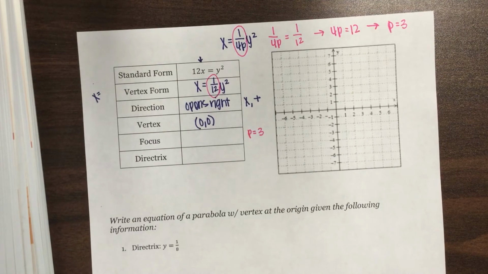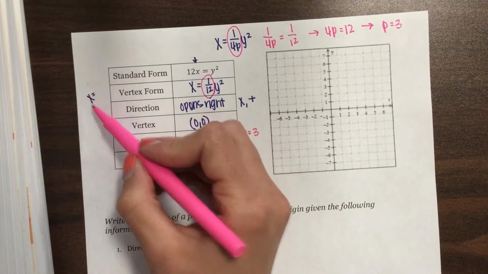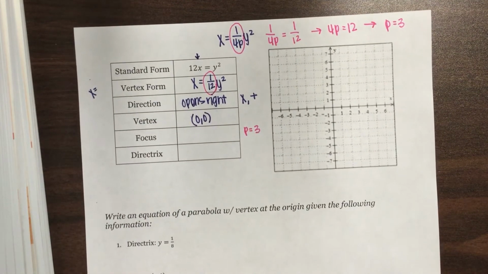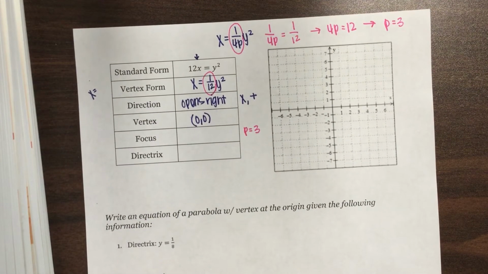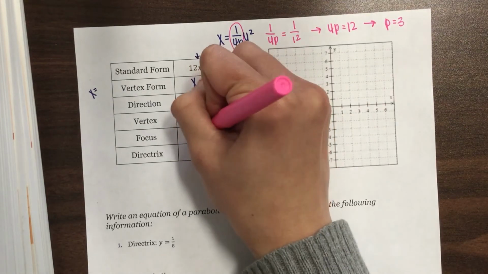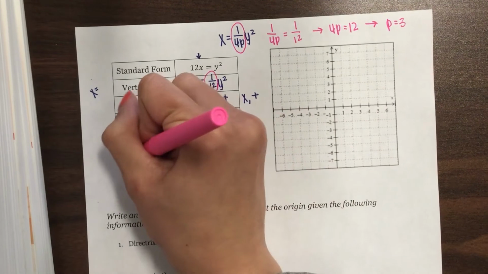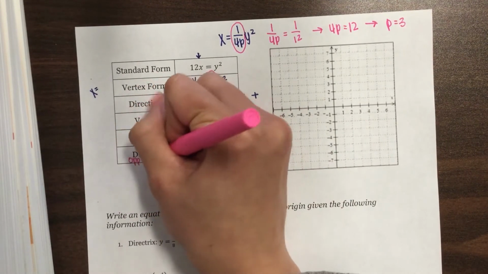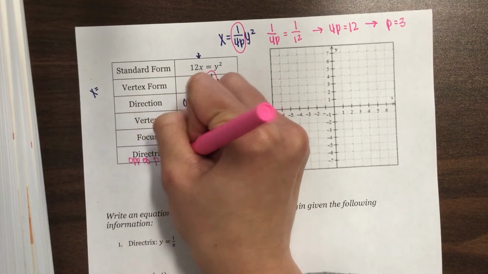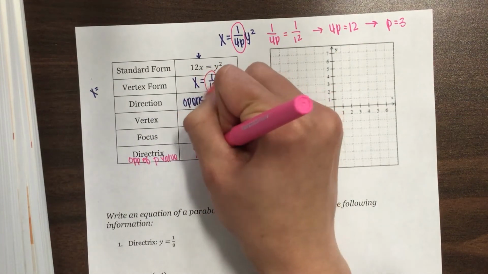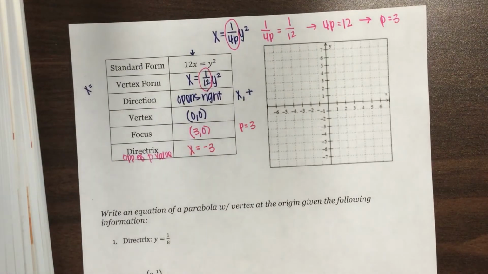Now my focus. So my focus is x. If you're working with x, your focus will be on the x point. If you're working with y, it will be on the y point. So my focus is (3, 0). My directrix is the opposite of the p value. So the directrix is x equals -3.